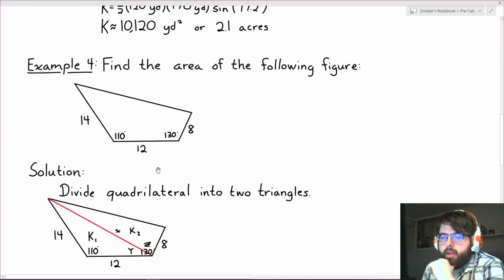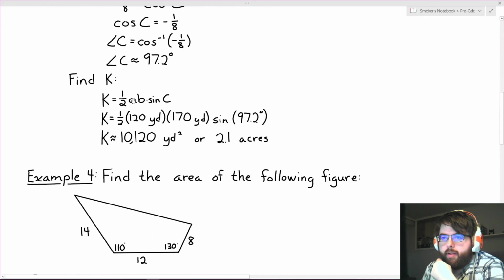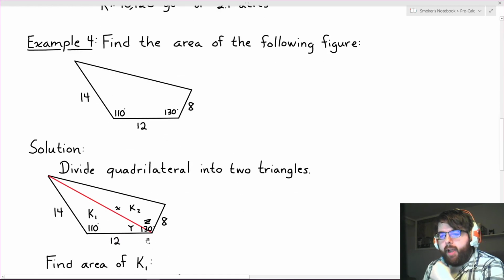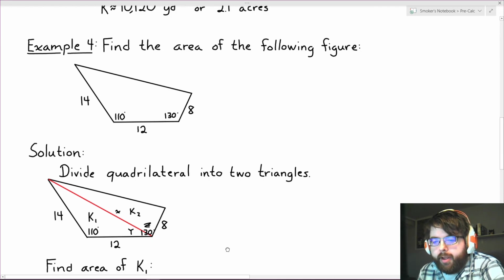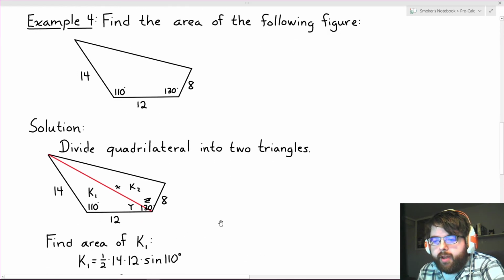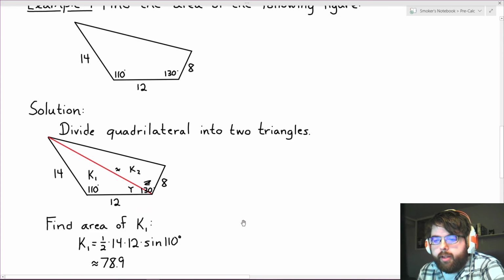So in order to find the area of K1, we have what we need, because we need two sides and the angle in between to use this area formula, right? Two sides and the angle in between. So we can find the area of K1. It would be 14, 12, and sine of 110. That would be K1. We would have issues finding the area of K2, though, because we know this side here, and that's about it, right? So let's actually find the area of K1 first, and then we can get to that.